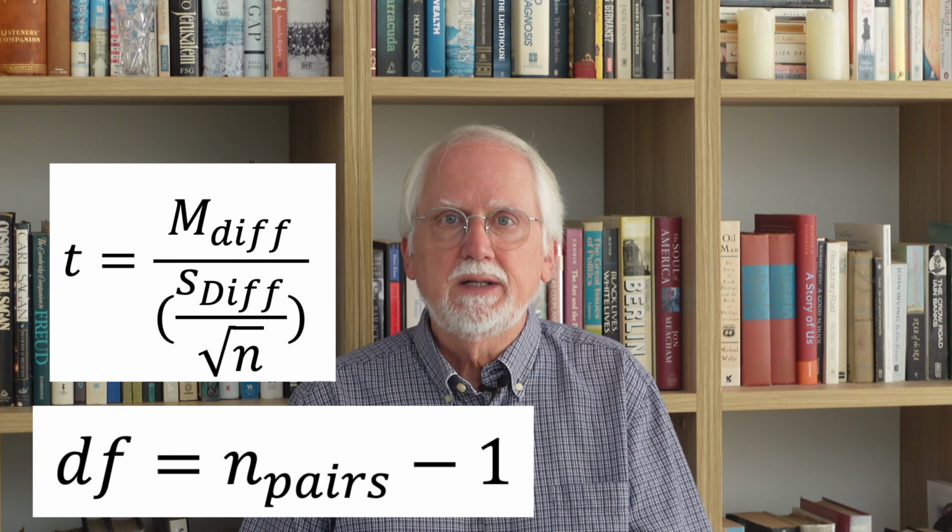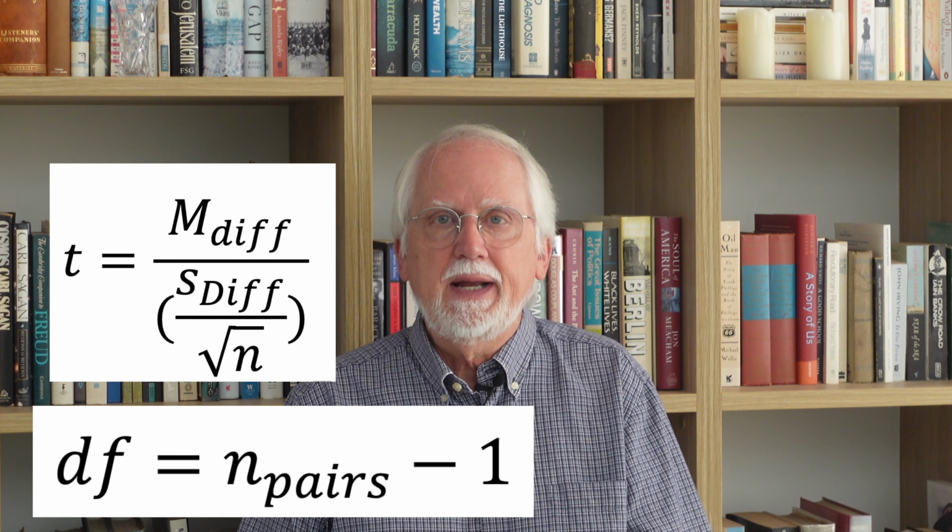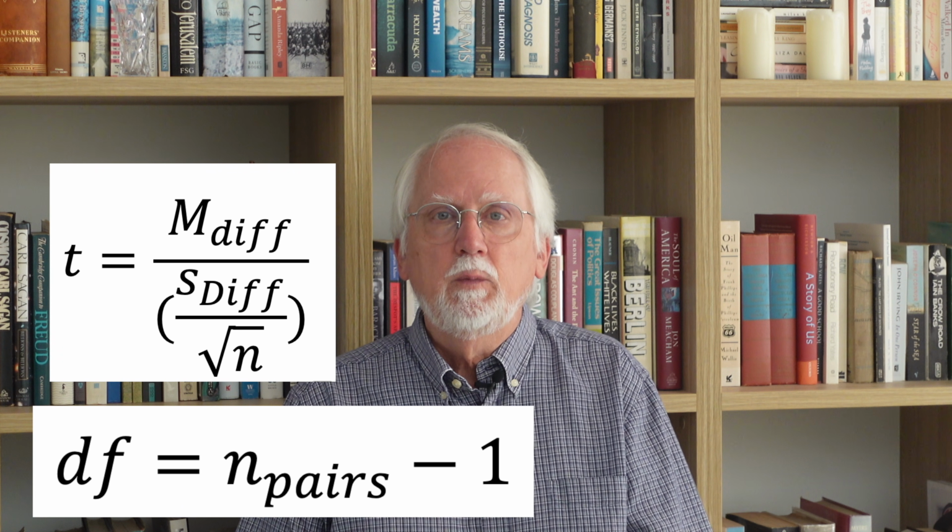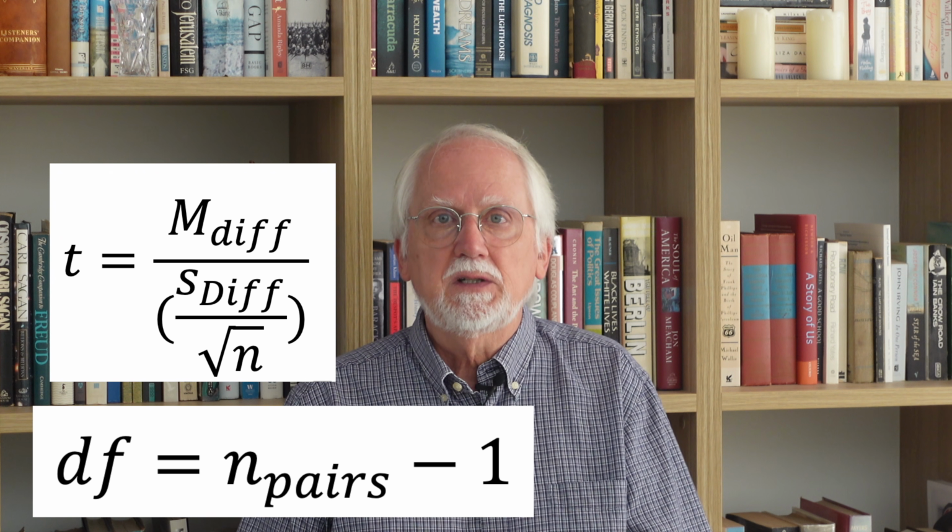The formula becomes t equals mdiff divided by sdiff divided by square root of n, where mdiff is the mean of the difference scores, sdiff is their standard deviation, and n is the number of pairs. The degrees of freedom for a paired t-test is the number of pairs minus 1. With 30 participants, that's 29 degrees of freedom.